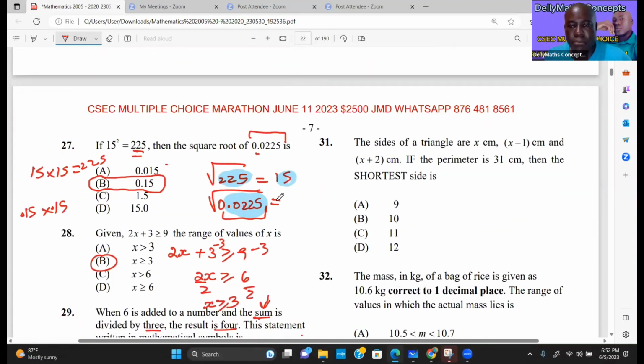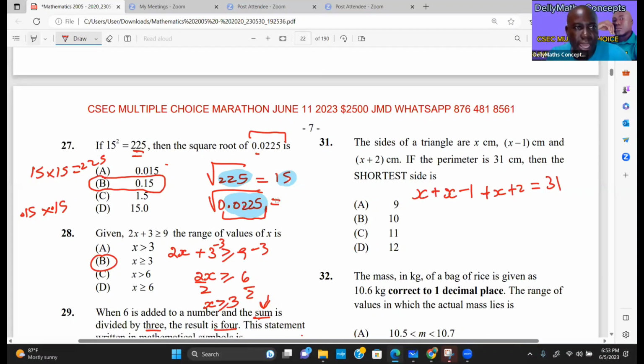Let's go to 31. The sides of the triangle are x, x minus 1 and x plus 2. If the perimeter is 31, you need to find the shortest side. So what's the concept? x plus x minus 1 plus x plus 2. Those are the three sides of the triangle. When added, which is the concept of perimeter, you get 31. That's what they're suggesting, so you want to put it together.